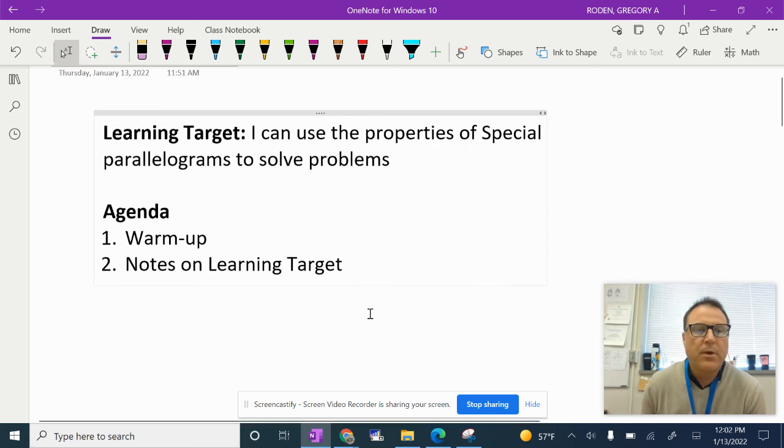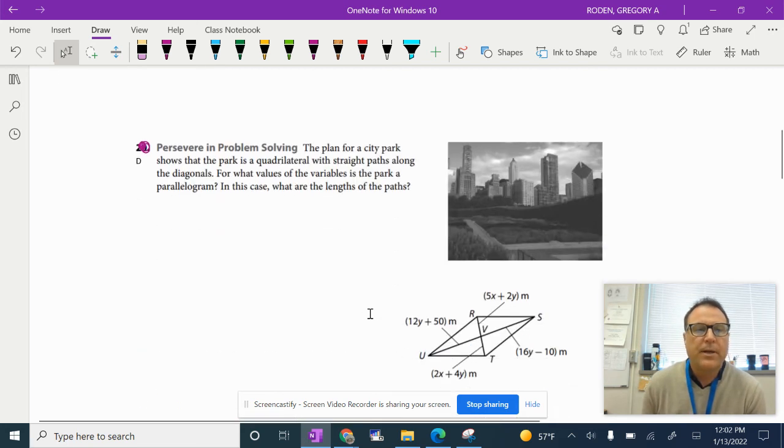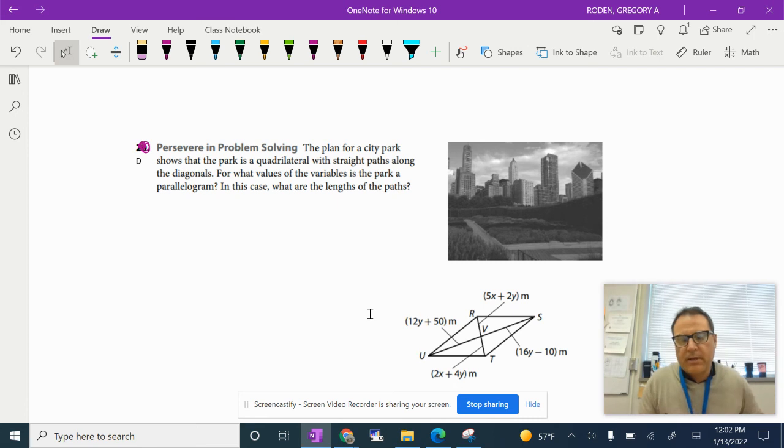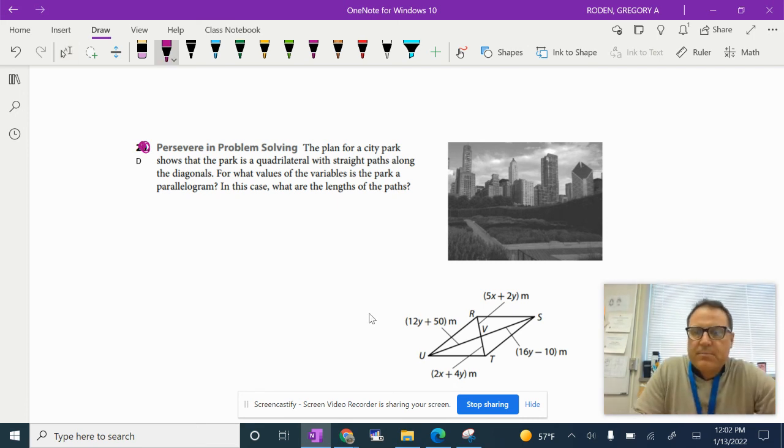Okay, here we go. So we have a warm up here, and it says to solve the following problem. The plan for a city park shows that the park is a quadrilateral with straight paths along the diagonals. For what values of the variables is the park a parallelogram? In this case, what are the lengths of the paths? Okay, so on this one, remember what we said, a quadrilateral is a parallelogram if and only if the diagonals bisect each other.